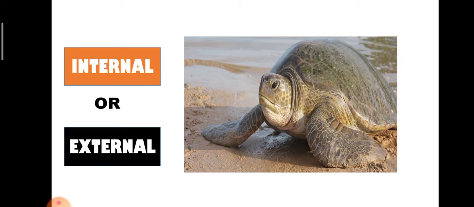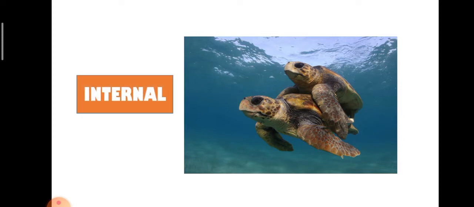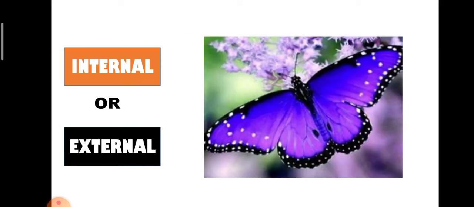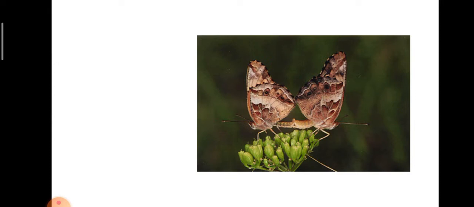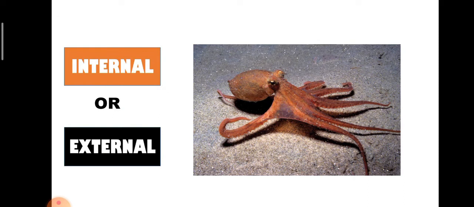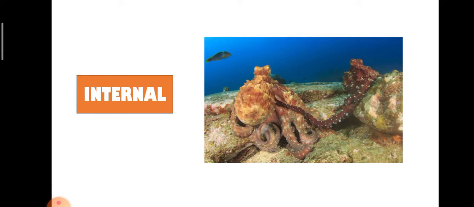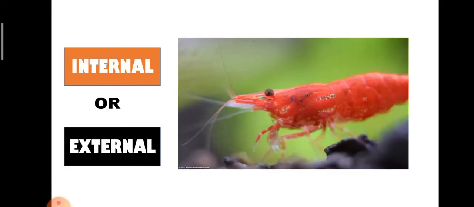So we have a turtle. Okay, so as you can see in the picture, it needs mate, nabubuntis siya. So this is internal reproduction. Butterfly. It needs mate also. So it is internal fertilization. Octopus. It is internal fertilization. Shrimp.